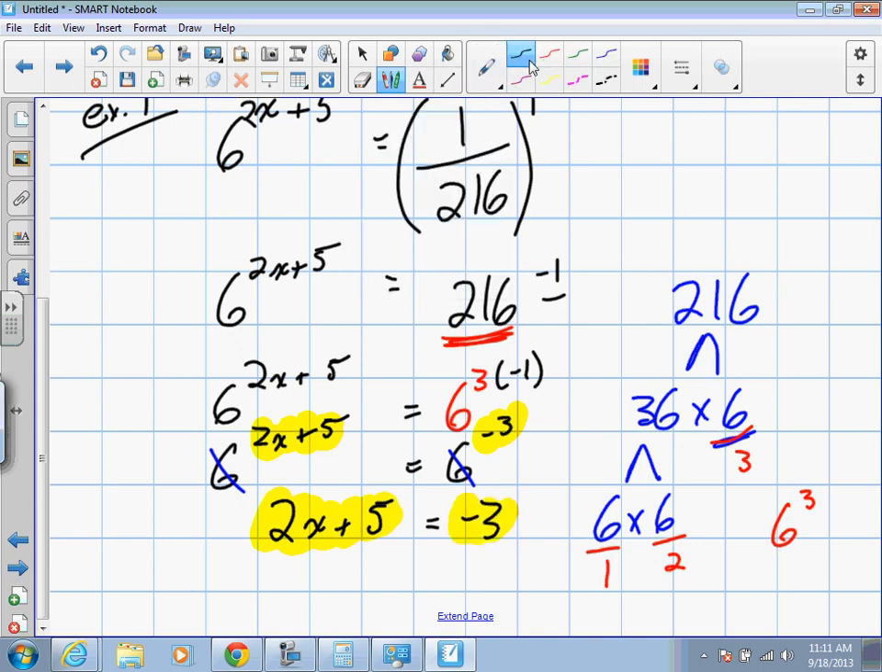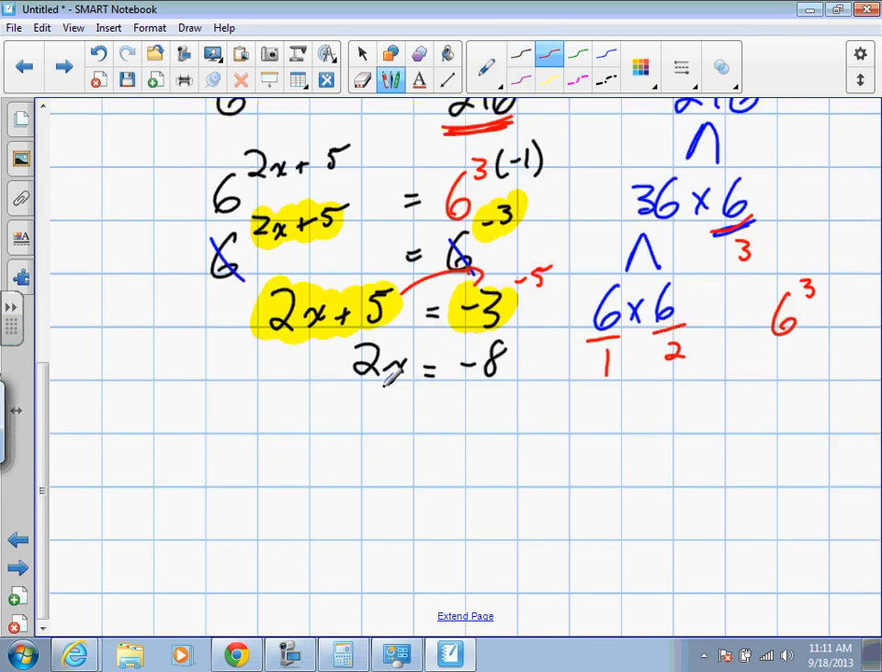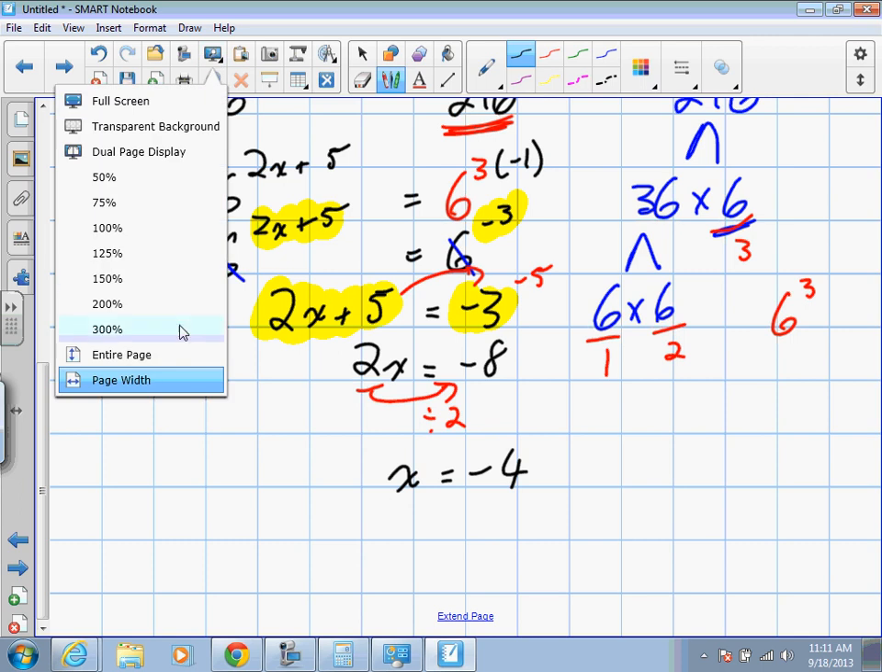Let's move this 5 to the other side. What does it become? Negative 5. So this will now say 2x is equal to, what's negative 3 minus 5? Negative 8. Okay. We need to move this 2 to the other side, so we'll need to divide by 2. What will negative 8 divided by 2 be? Negative 4. So x in this question is equal to negative 4.